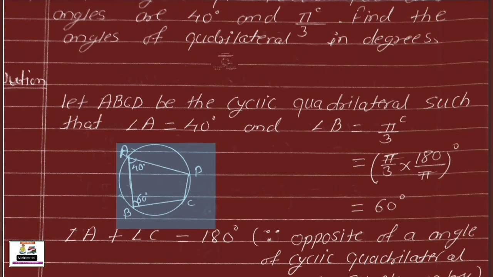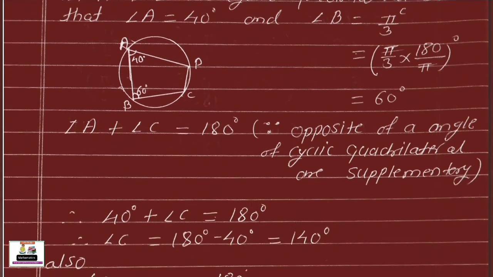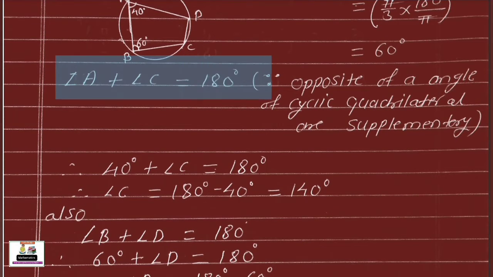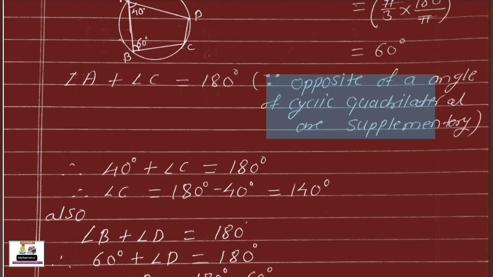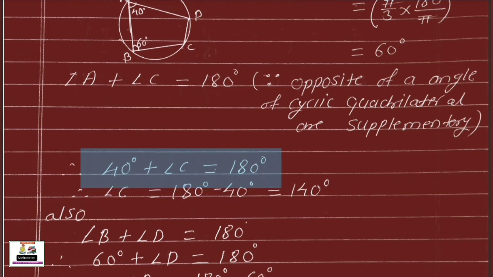In this diagram, angle A is 40, angle B is 60. Find angle C and D in degrees. Let's first convert angle B into degrees. Multiply by 180 over pi. Then the calculation gives 60 degrees. Now again, angle A plus angle C is 180 degrees, because opposite angles of a cyclic quadrilateral are supplementary. Put the value of angle A as 40, plus angle C is equal to 180 degrees. Then angle C is 180 minus 40, which is 140 degrees.